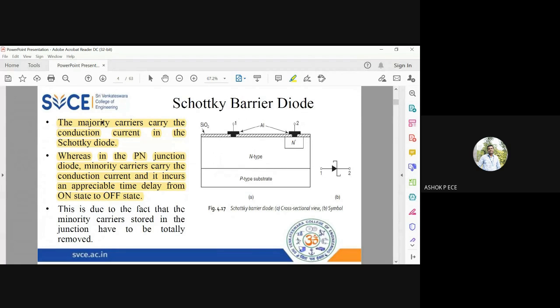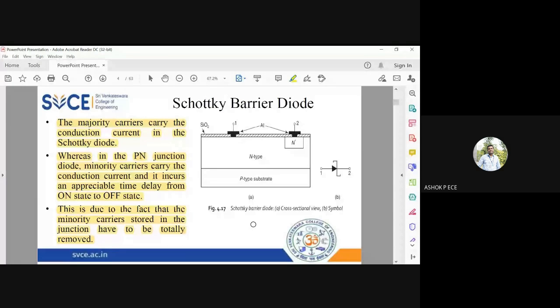But when you compare this with the conventional PN junction diode, the majority carriers have drift and diffusion current, and the minority carriers have the conduction current, because you have a time delay when the device is switched from on state to off state. The minority carriers have to be stored because they cannot be removed immediately. So it takes some finite time for the device to turn from on state to off state or from off state to on state.